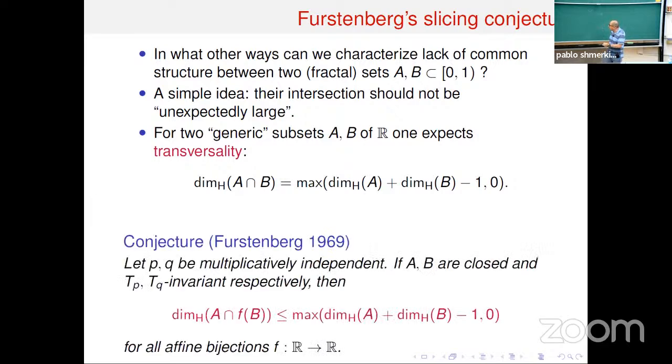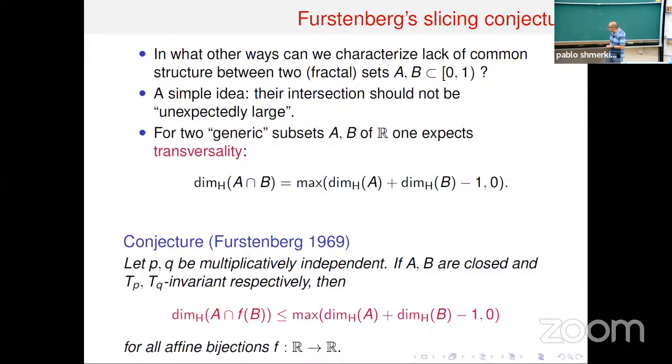Okay, and then this motivates the conjecture of Furstenberg from 1969 that says that if A and B are invariant under times p and times q, okay, we cannot have this equality, or maybe we can, but the conjecture is just an upper bound, saying that the intersection is not unexpectedly large. Maybe it could be unexpectedly small, but not unexpectedly large.